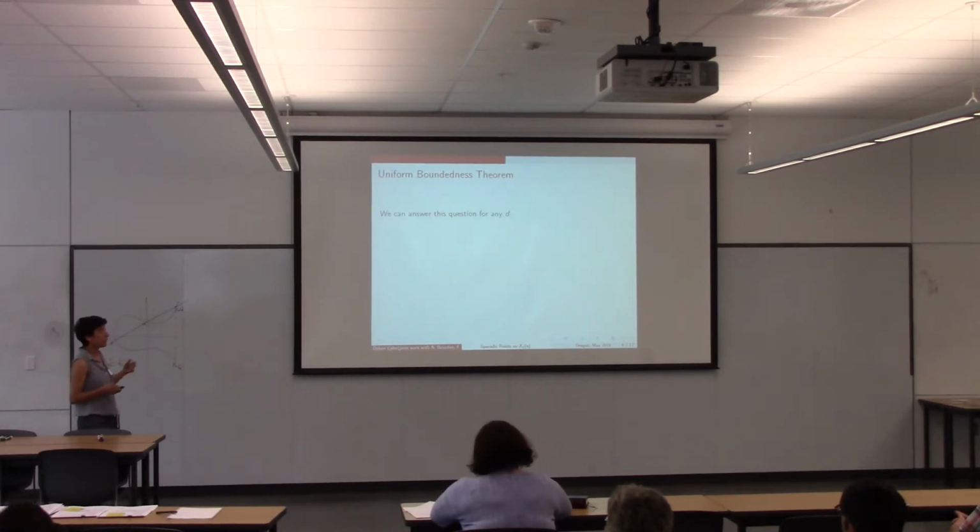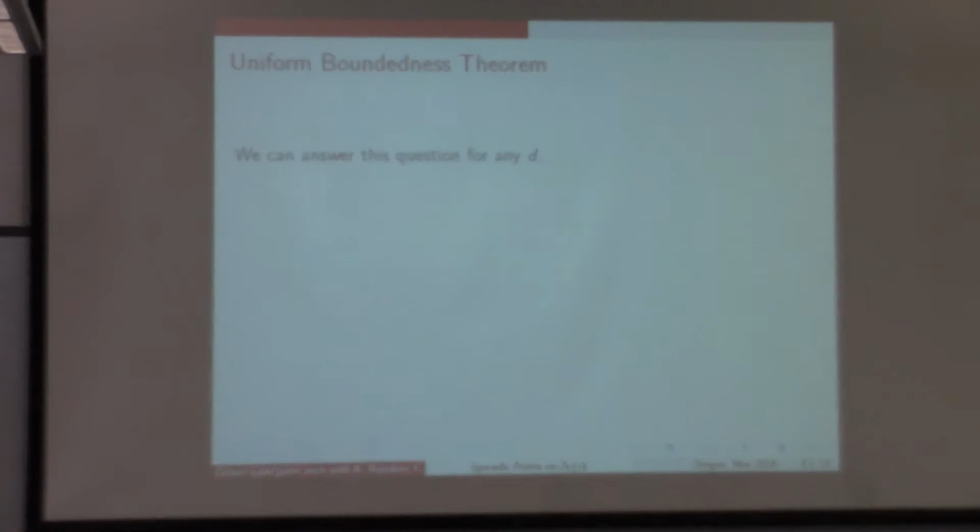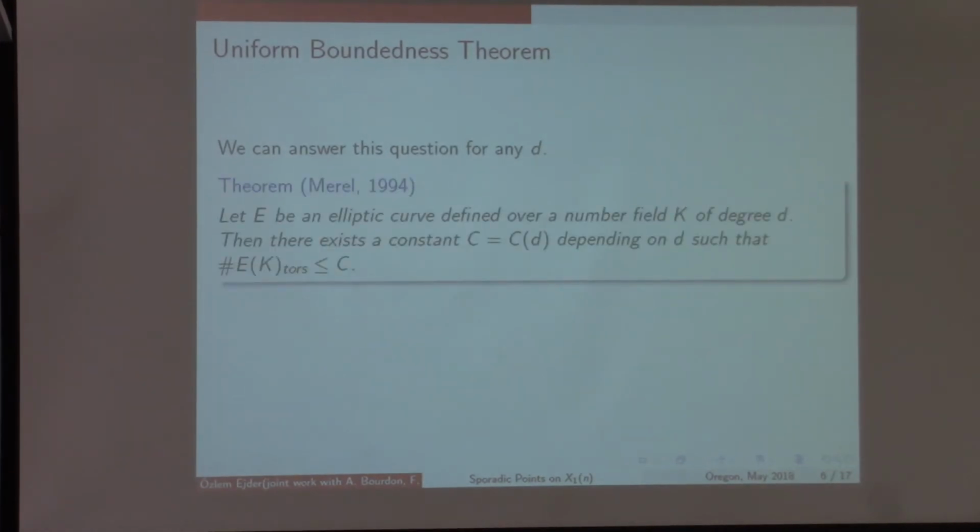In general, we know a similar answer for any degree d. We don't know what groups can occur, but we do know the bound on the torsion subgroup. That's given by Merel. This is called the uniform boundedness theorem.